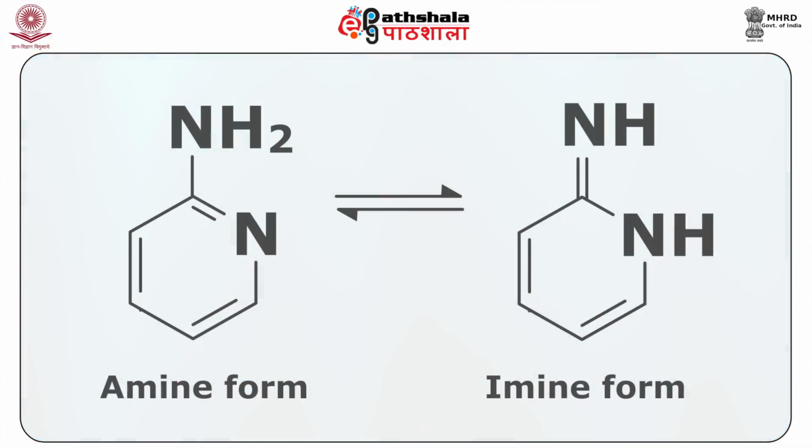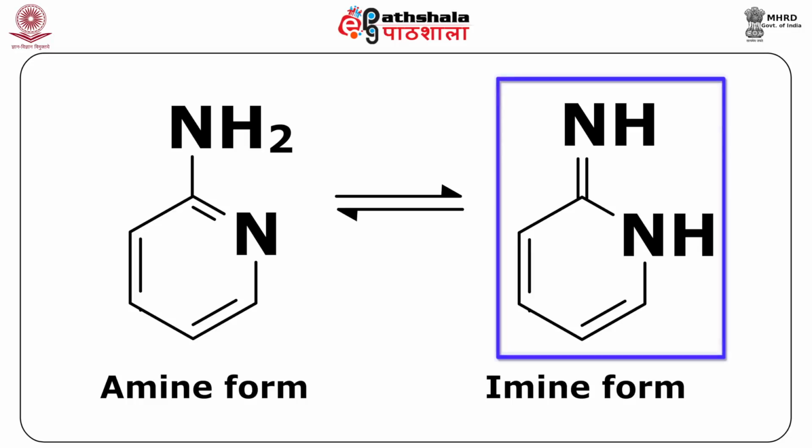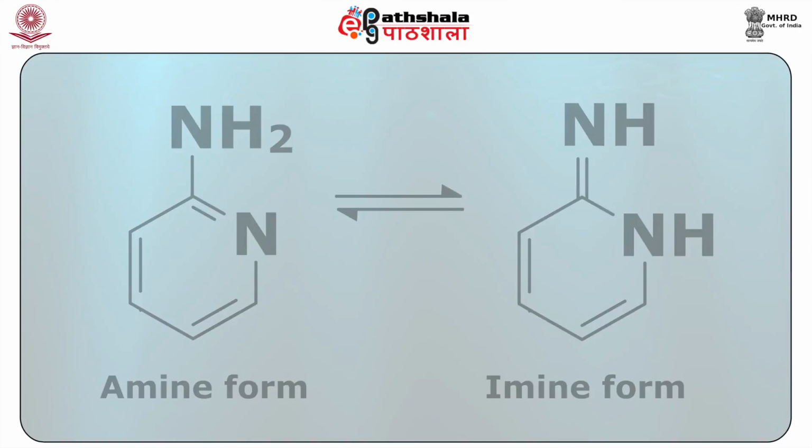Moving to yet another type of tautomerism, the amine tautomerism. Here you can see the amine form, which is aromatic, and in the imine form, as the hydrogen from the nitrogen will migrate to another nitrogen, you get this imine form. So this one is not aromatic and will be comparatively less stable out of these two.